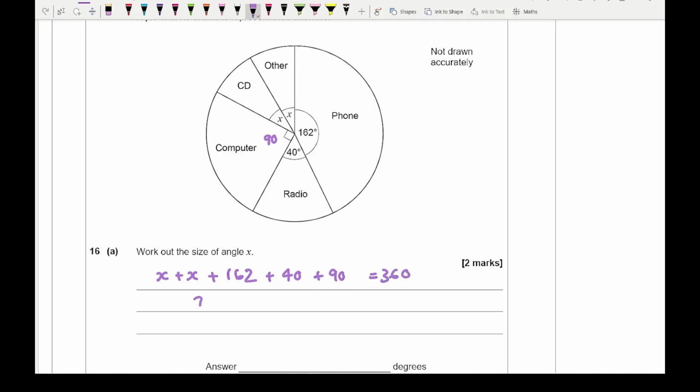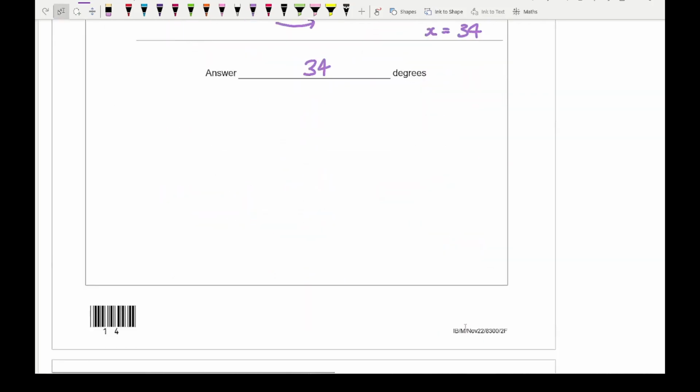Now if I just neaten that up, I get 2x plus, and then 162 plus 40 plus 90, which is 292, equals 360. Take this over to the other side, so I get 2x equals 360 minus 292, which is 68. Divide both sides by 2 and we get 34. So the angle for x is going to be 34 degrees.